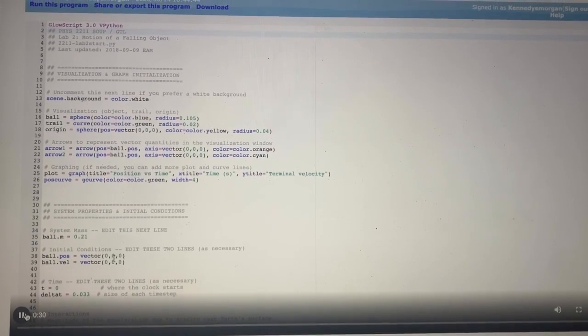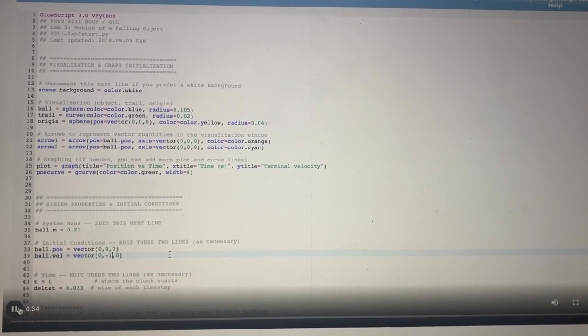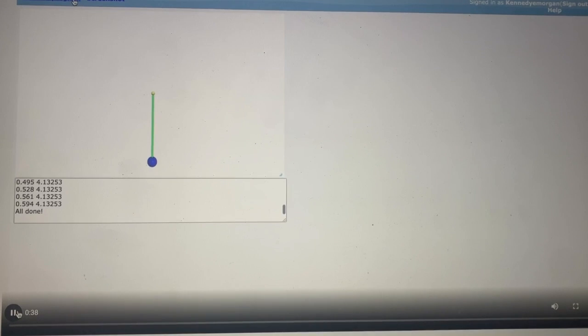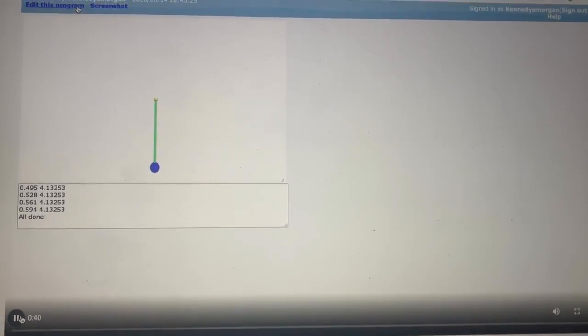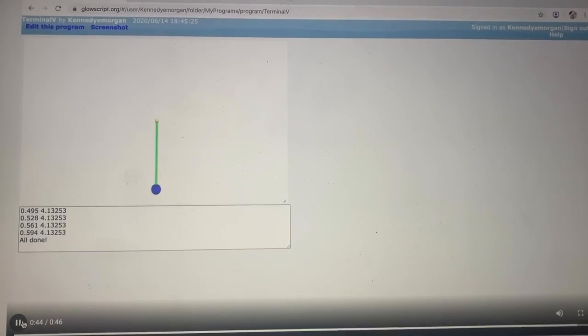Next, I changed the initial velocity to 1 meter per second in the negative y direction. The output is the same as when the initial velocity was 0, proving that the terminal velocity of an object is not dependent on the initial velocity.